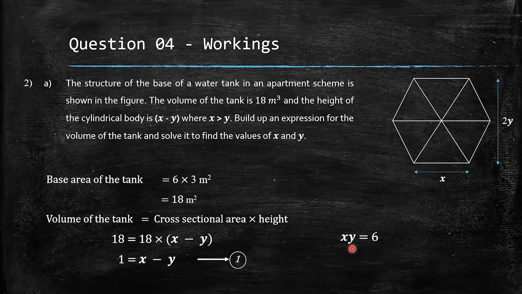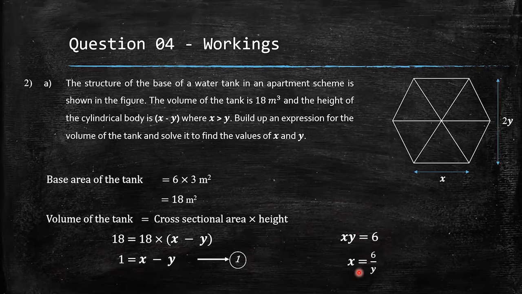And from the earlier part, we have found that xy is equal to 6. You can refer to your first part answer, xy is equal to 6. We got this expression from the area of the triangle. So from the volume of the tank, you get x minus y is equal to 1. So this will be our first equation. Xy equal to 6 is our second equation.